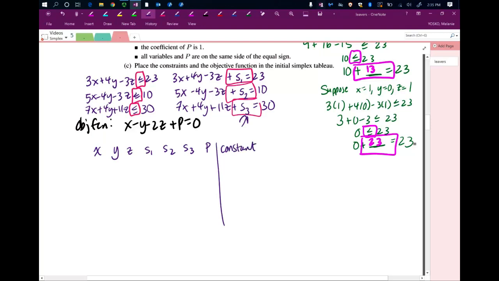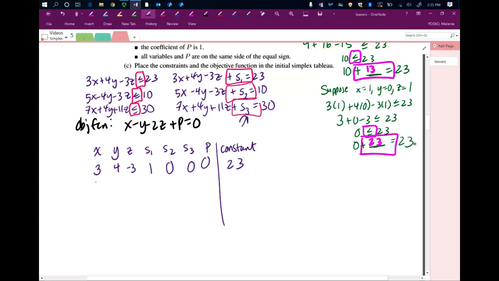So we just take our equations and put them in as a row of the new table. So 3, 4, negative 3. S1 has a coefficient of 1. Notice, in this equation right here, there's no S2, no S3, and no P. So we're going to put 0 as a placeholder. And 23 is our constant.